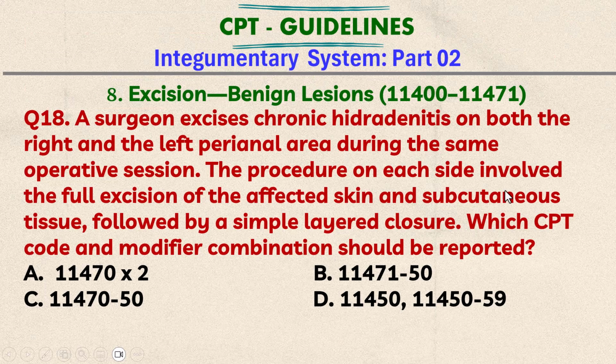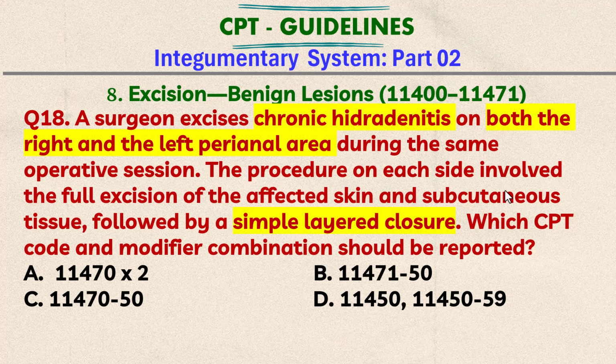Question number 18. A surgeon excises chronic hidradenitis on both the right and left perineal area during the same operative session. The procedure on each side involved a full excision of the affected skin and subcutaneous tissue, followed by a simple layered closure. Which CPT code and modifier combination should be reported? So there are 4 answers available. Take your CPT code book and find the answer.